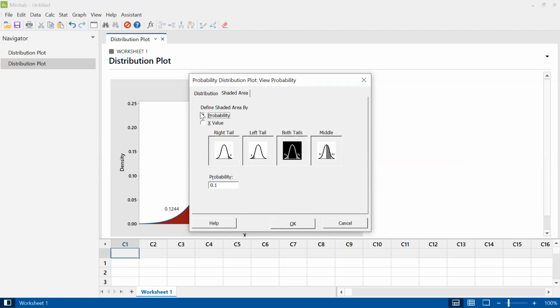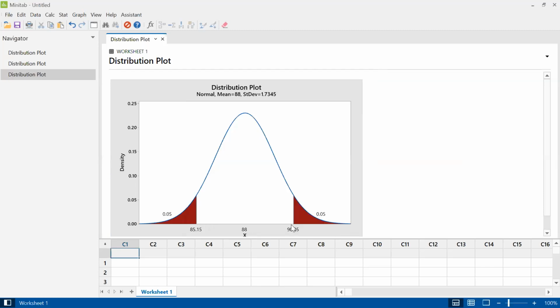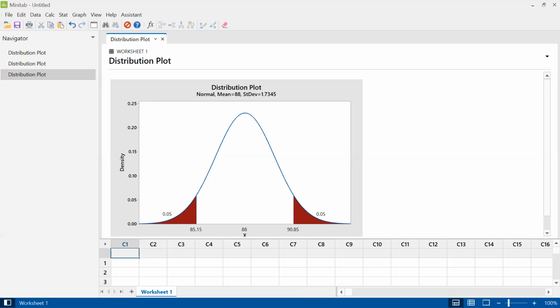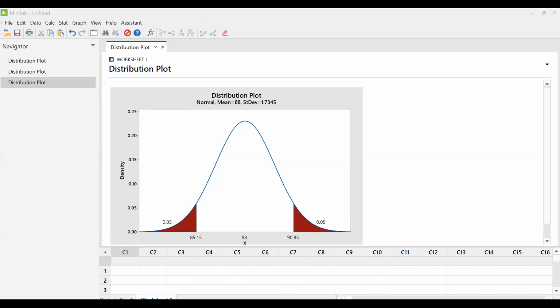This time we know the probability. What we don't know are the cutoff scores to get that probability. Hit OK. All right, so there's a 5% chance we're under 85.15 for the school average, 5% chance we're over 90.85. That leaves 90% chance that we're between those two numbers. So that's the interval we're looking for, 85.15 up to 90.85.